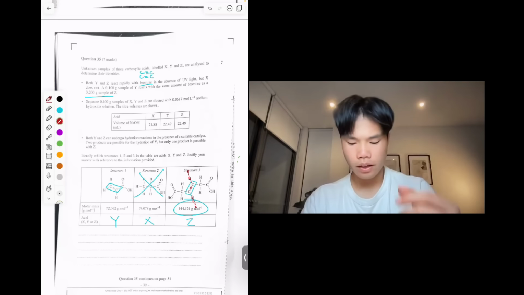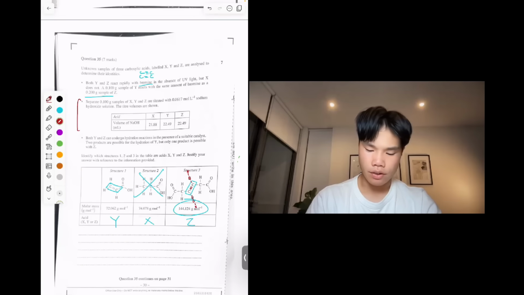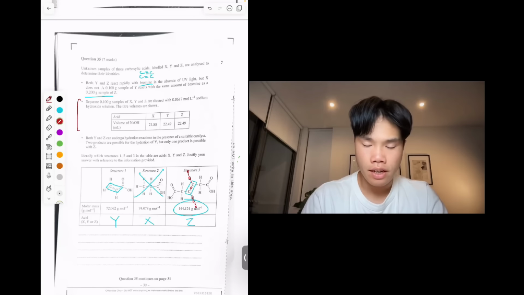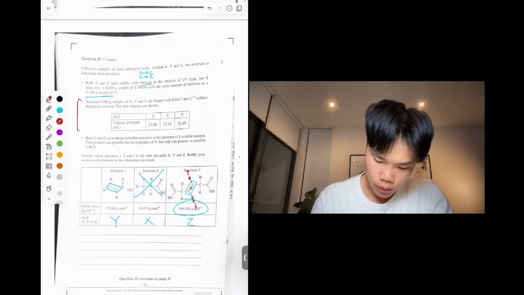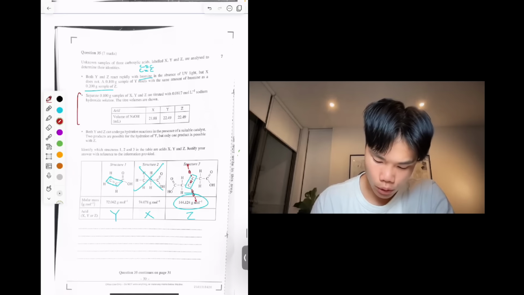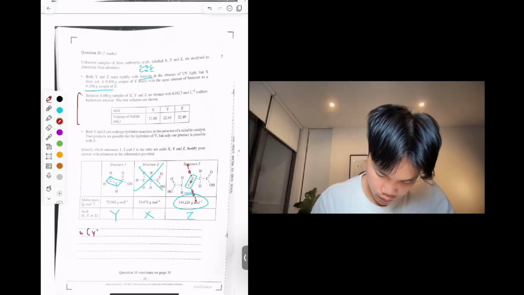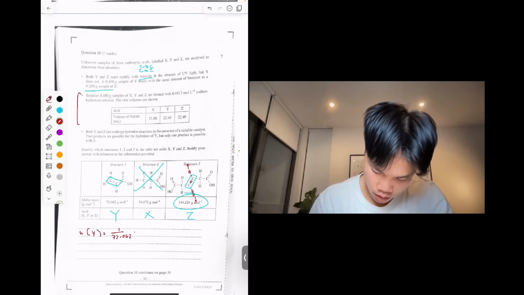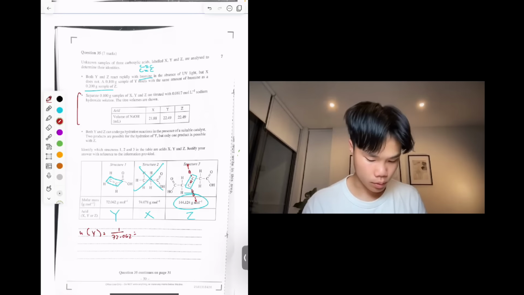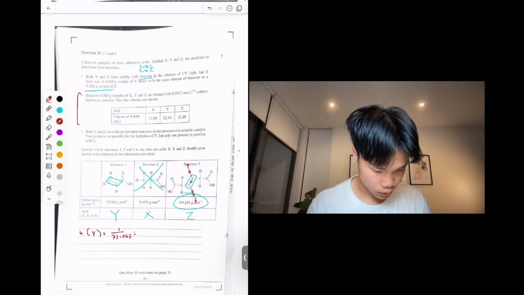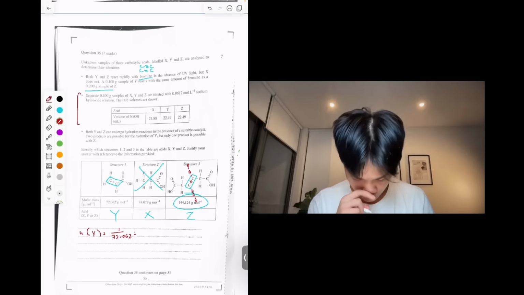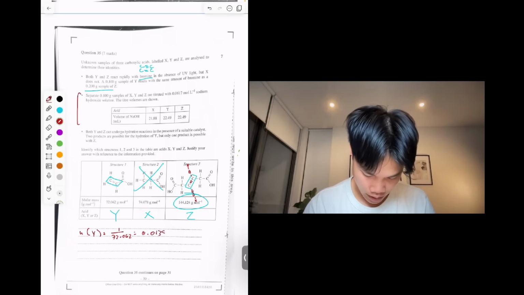Coming back to the middle section, you're essentially just calculating for each of these the moles that you have. In each case, 0.1 grams divided by the molar mass. So the moles of Y would be equal to 1 on 72.062, which is equal to 0.013876.